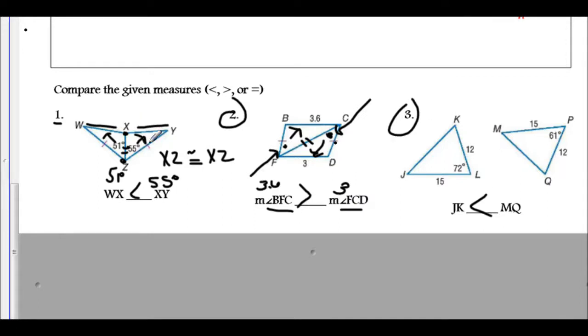Number 3, they didn't have to put the markings on here because 12 is congruent to 12. So instead of putting the hash mark there to show that they're congruent, they just put the number there. And then JL is congruent to MP. So here's our included angle, 72, and here's our other one, 61. And we are comparing side JK, which is opposite the 72, to side MQ, which is opposite the 61. Oops, I messed up here. So that means that JK is greater than MQ, because 72 is greater than 61.